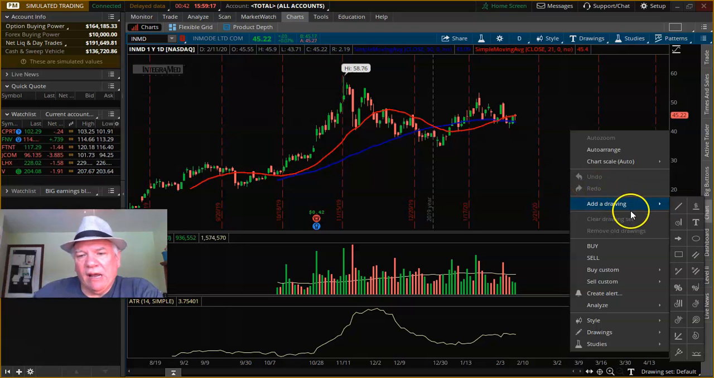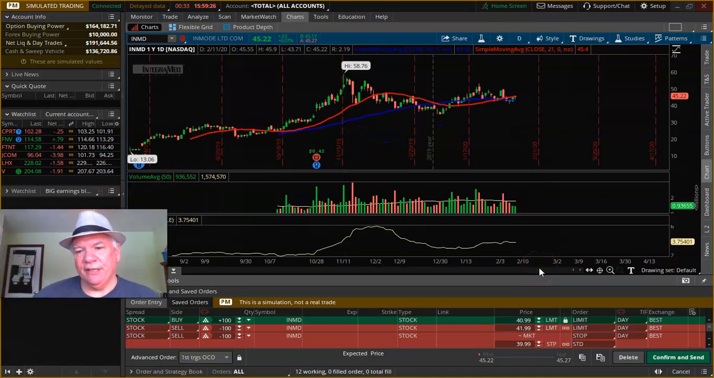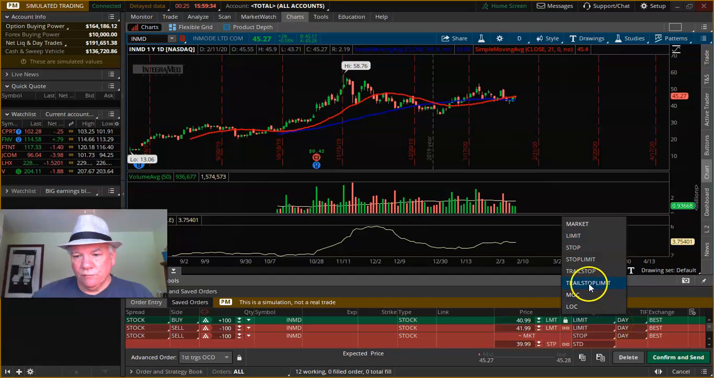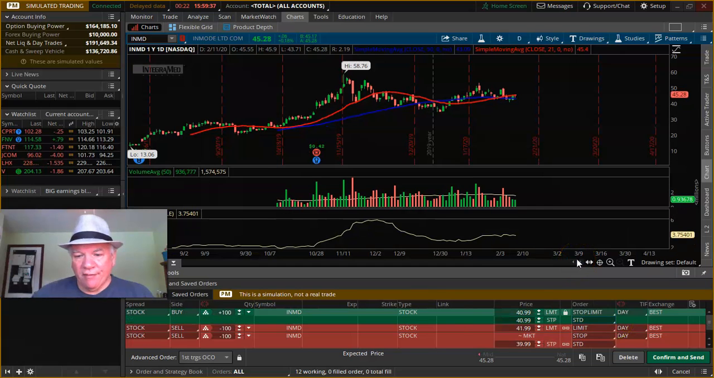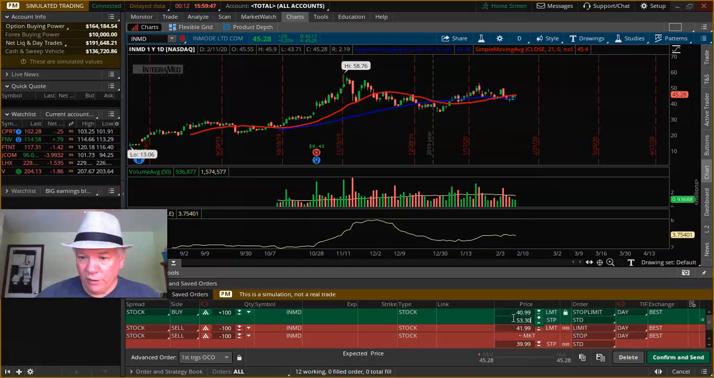You right on this, buy custom with an OCO bracket. This is how we put it into the trade ticket, okay? Here we go. Now, this one is 53.30. This is called the buy limit. It is 55.18.